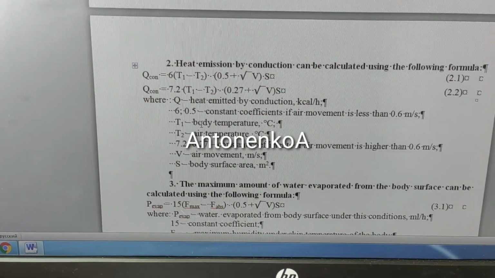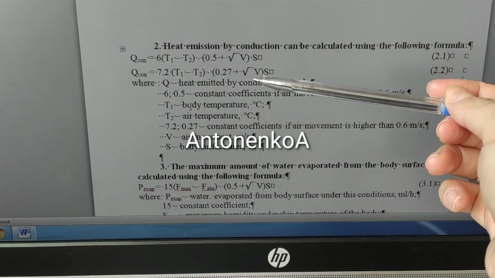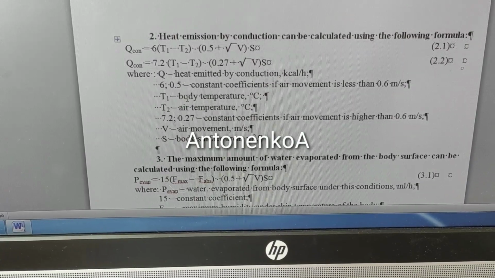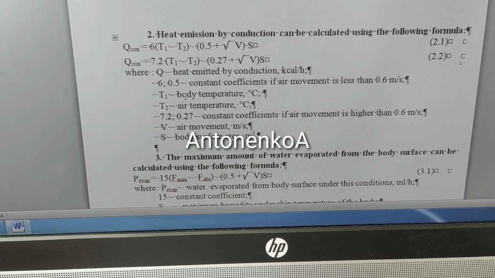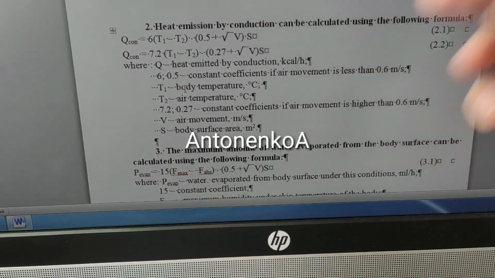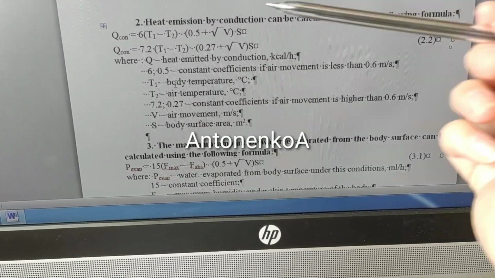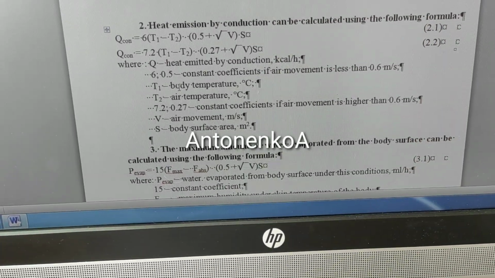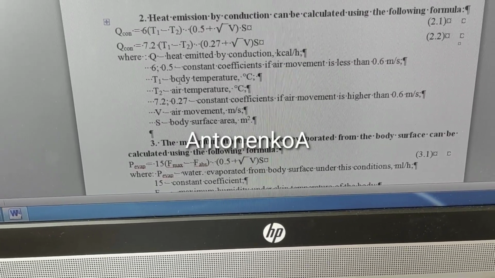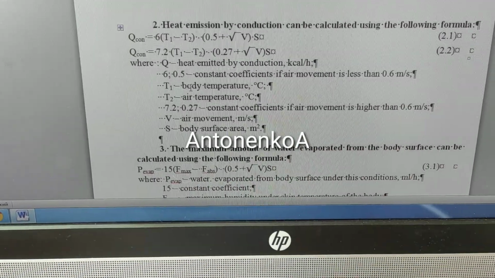The second one, heat emission by conduction. As you see, there are two formulas. How to understand which one to use? Easily. If air movement speed is less than 0.6, you have to use the first formula. If air movement speed is more than 0.6, you have to use the second one. As our air movement speed is 0.8 according to the home task number 4, we will use the second formula.